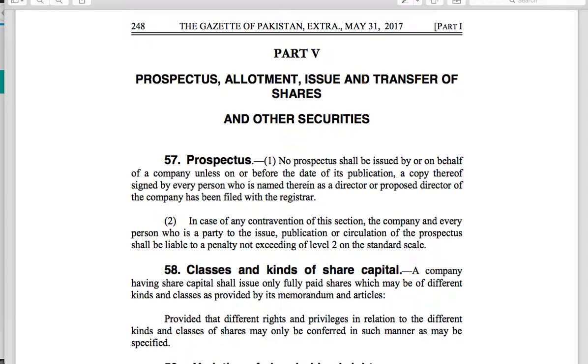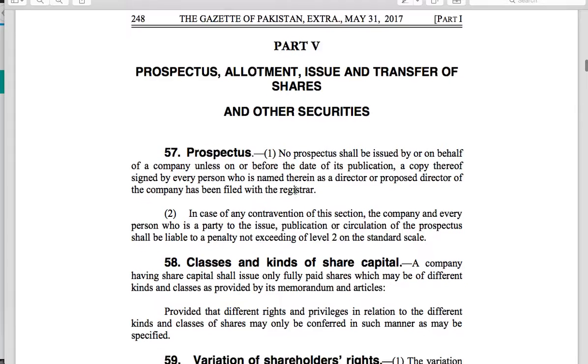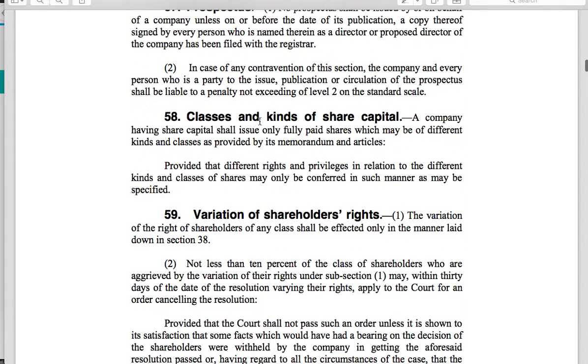Now, regarding shares, if you are a public company, and you are inviting the public to invest in your company, you have to issue a prospectus, and you can have different classes and kinds of share capital. A company having share capital shall issue only fully paid up shares, which may be different kinds of shares and class.